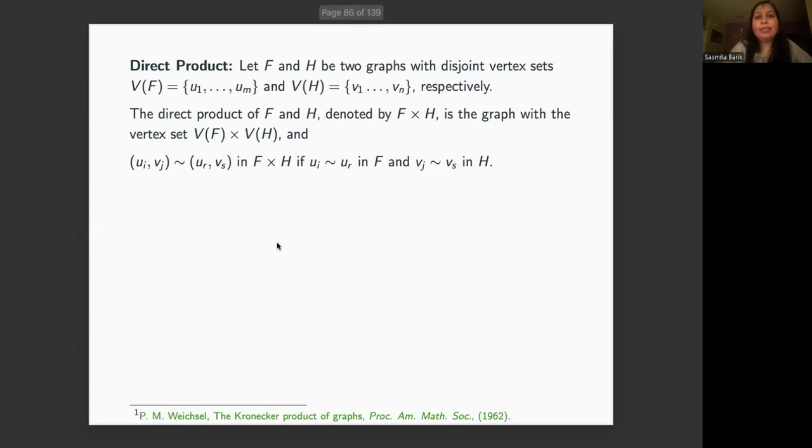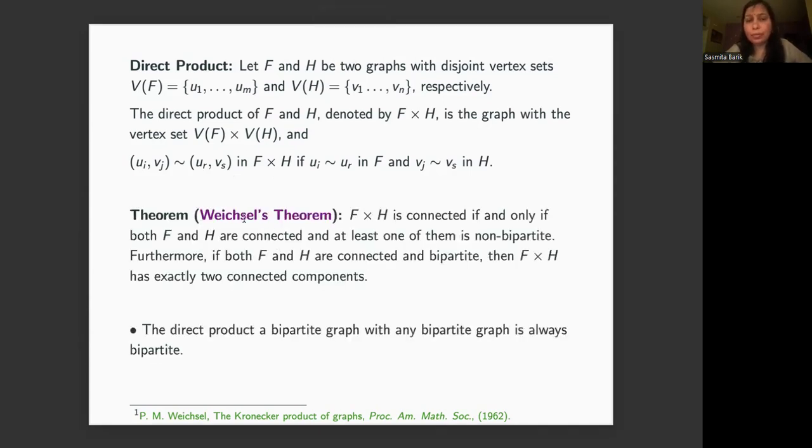In the case of the direct product, it was proved by Weichsel that the direct product F cross H is connected if and only if both F and H are connected and at least one of them is non-bipartite. If both are bipartite, then you will get exactly two components. So the product will be connected if and only if both graphs are connected and one of them must be non-bipartite. And if you are taking a direct product of a bipartite graph with any graph, it is always bipartite.